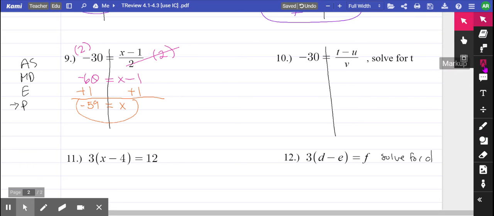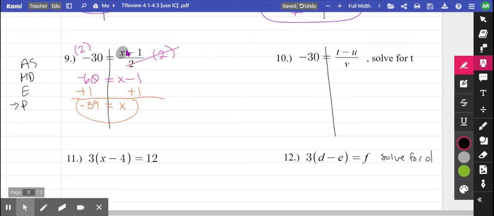So just like how we solved for our x, we're going to solve for our t. That's what they ask us for. But now we've replaced that minus 1 with a minus u. We replace this 2 with a v. But we're going to do the same steps, okay?